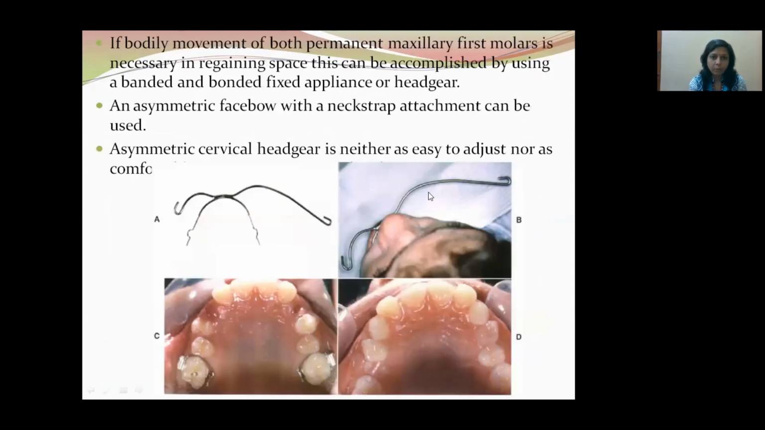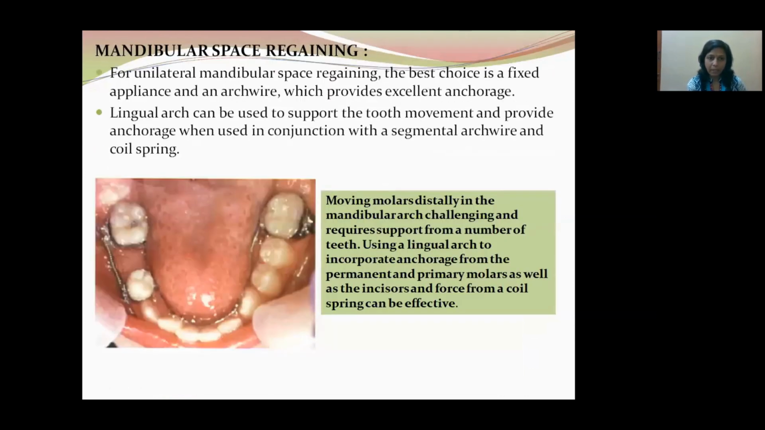If bodily movement of both permanent maxillary first molars is necessary in regaining space, this can be accomplished by using a banded and bonded fixed appliance or headgear. An asymmetric face bow with a neck strap attachment can be used. Asymmetric cervical headgear is neither easy to adapt nor comfortable. In the mandibular arch, for unilateral space regaining, the best choice is a fixed appliance and an arch wire, which provides excellent anchorage.